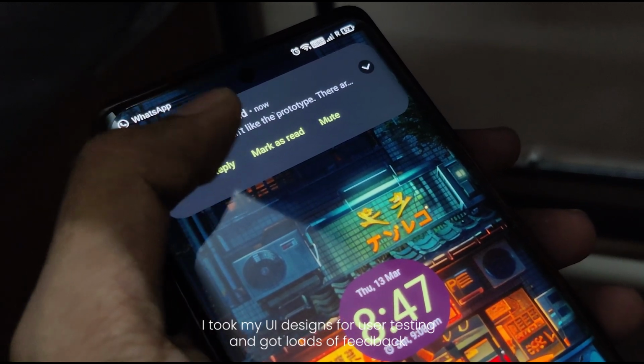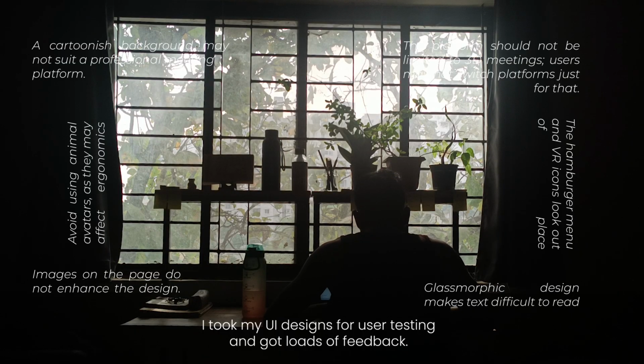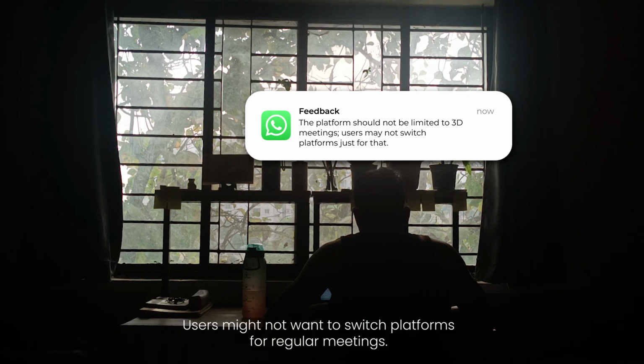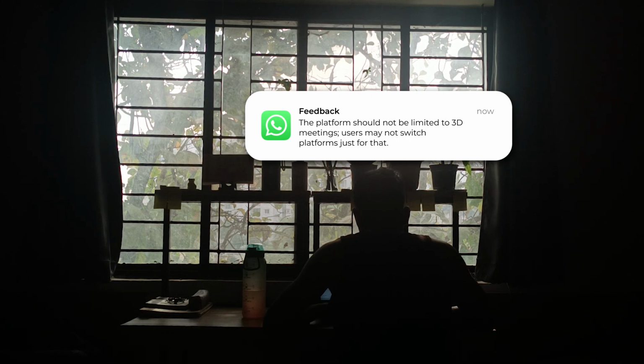I took my UI designs for user testing and got loads of feedback. The biggest one, the platform shouldn't be limited to 3D meetings. Users might not want to switch platforms for regular meetings, which sounds fair.